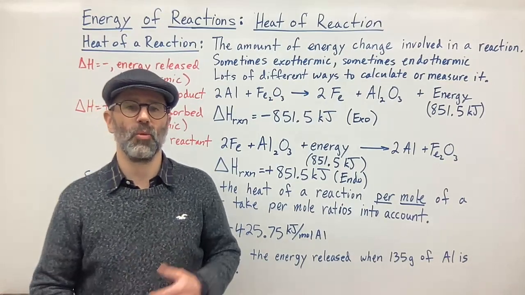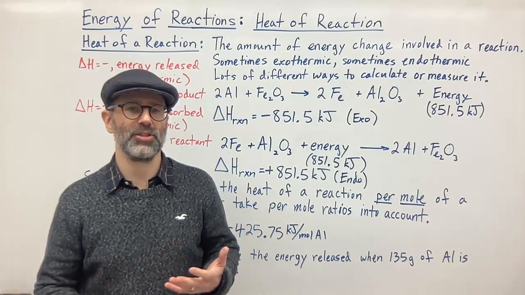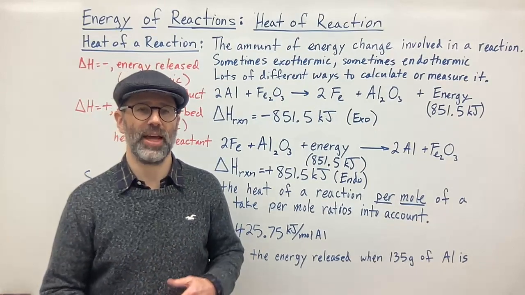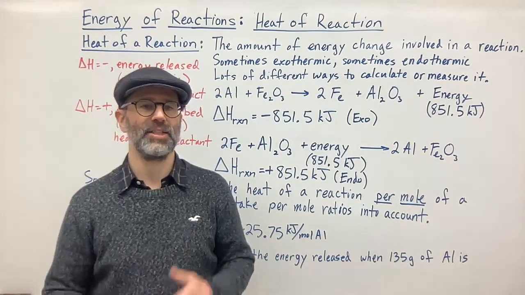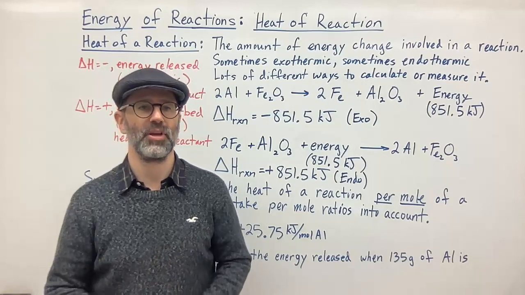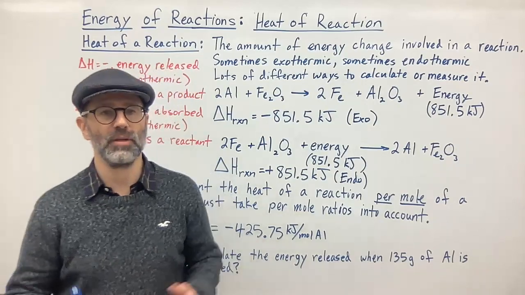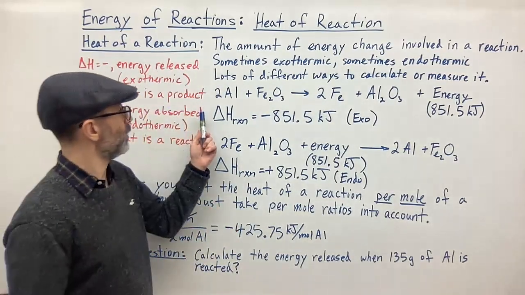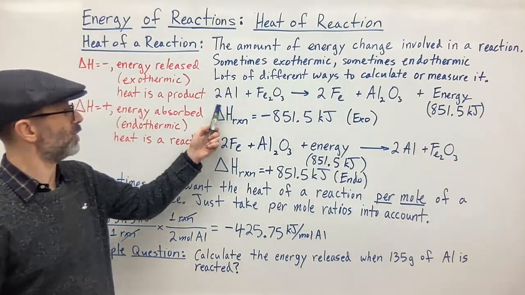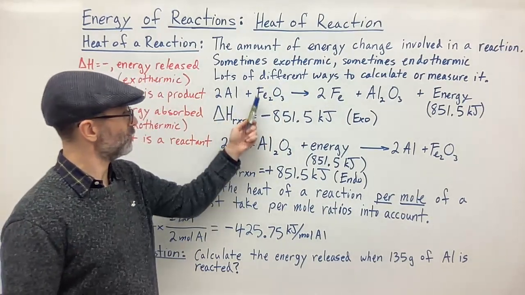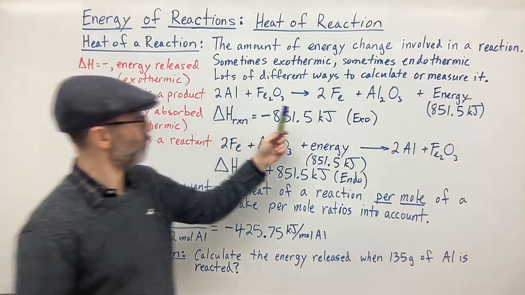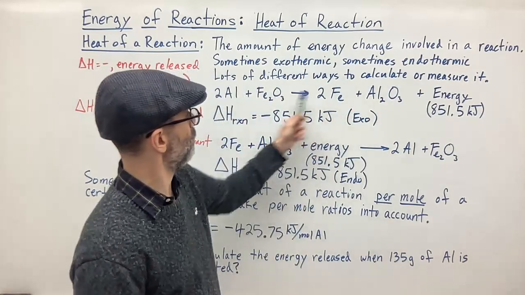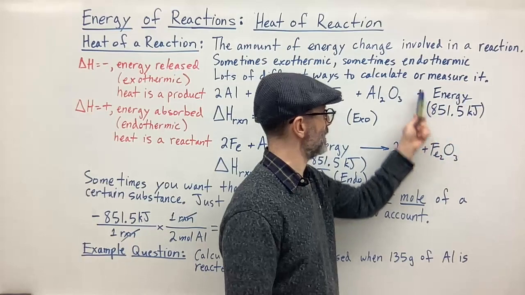Here we're going to talk about how you can use heats of reactions in order to use stoichiometry to calculate how much energy is released when you have a certain amount of reactant that is reacting or a certain amount of product that is produced. Okay, so a couple of things. Here's an example where we have two aluminums going to react with iron 3 oxide, and when that happens, you form two iron and aluminum oxide.